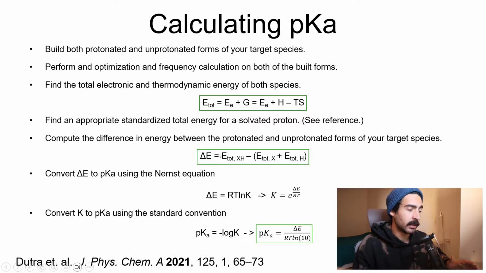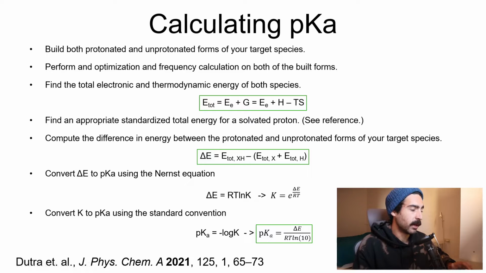Once you have your delta E value, you'll be able to use the Nernst equation to find K. I've rearranged the Nernst equation so that we can have K in terms of the delta E value. Then using the standard convention for pKa, we can use this K value to determine the pKa. So the pKa will be calculated using delta E divided by RT ln 10. If you're wondering where this ln 10 value comes from, it's basically a rearrangement of logarithms. You take a log of an e value, and that'll give you ln 10.